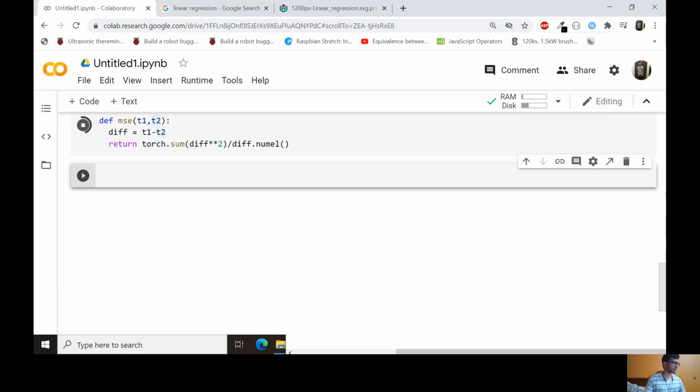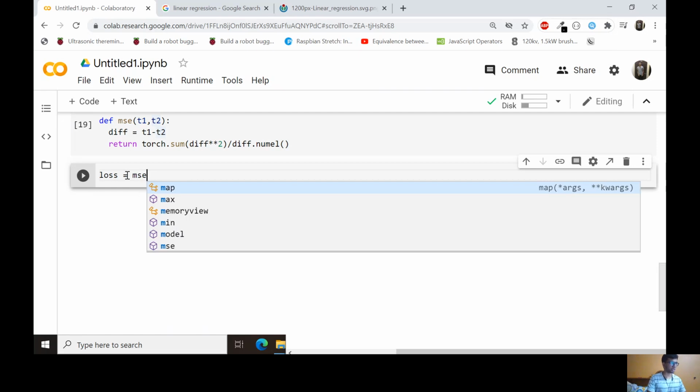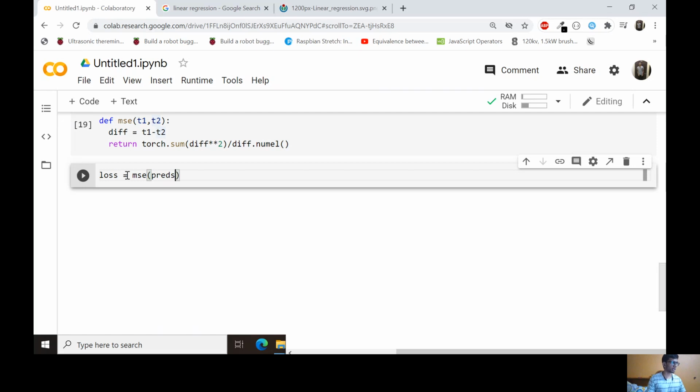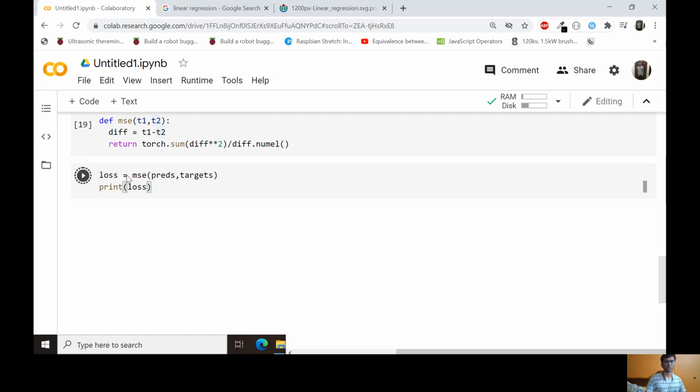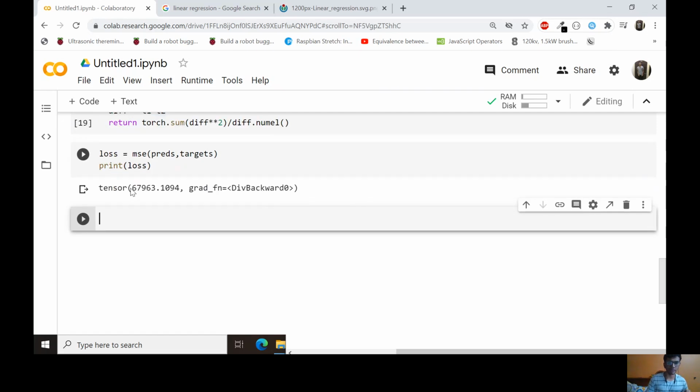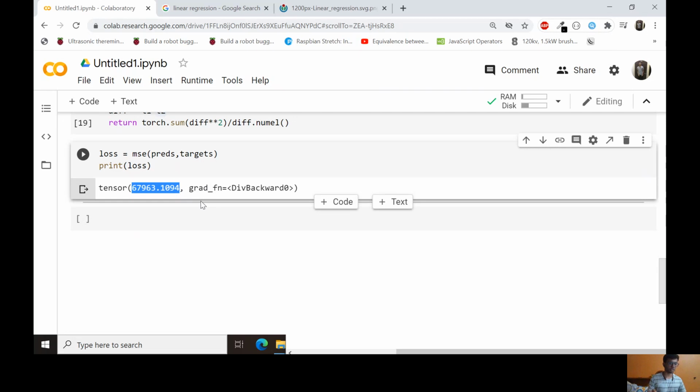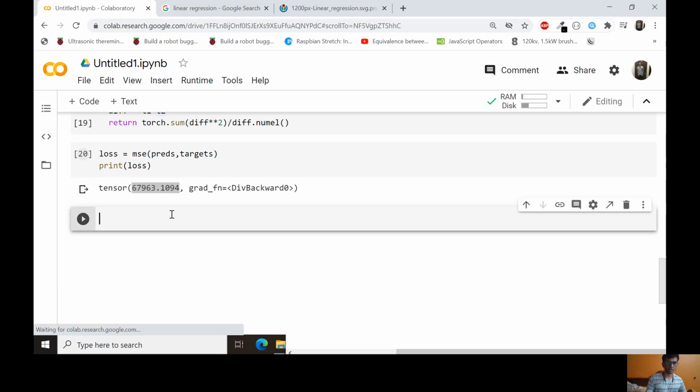So I'm running this, and if I do loss is equal to MSE, with whatever I have got as predictions and whatever my target is, and I print loss, I can see that I'll get something. I'll get this. Now what's this? Just a minute. If you want to see by how many points I have missed my answer using just random values, since I have not done any optimization.